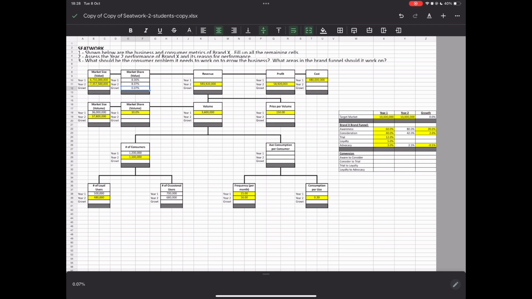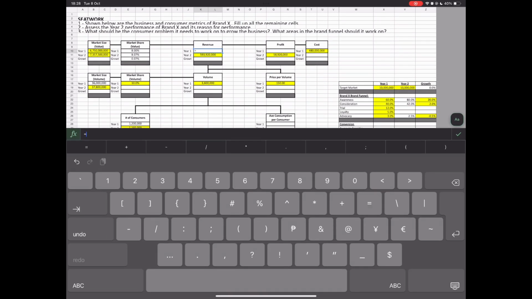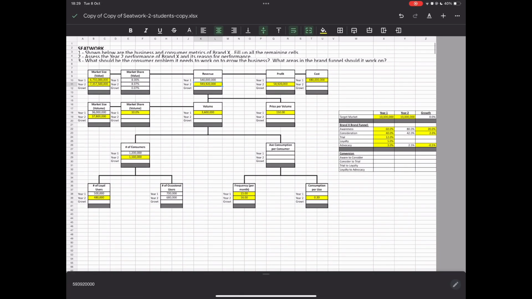To get the revenue for year 1, we're just going to do the volume times the price. And that will give you 540 million. Alternatively, you can just take 8% of the 6 billion market size, but it's easier to do volume times price.